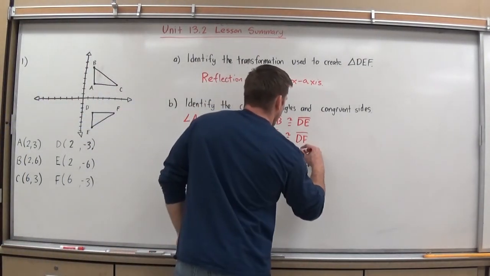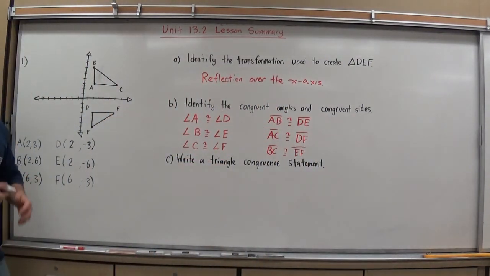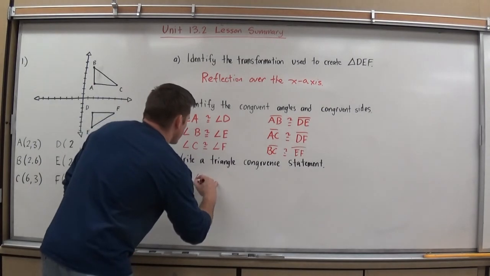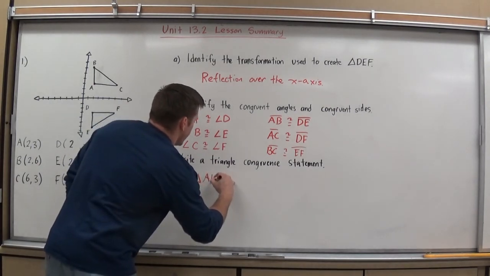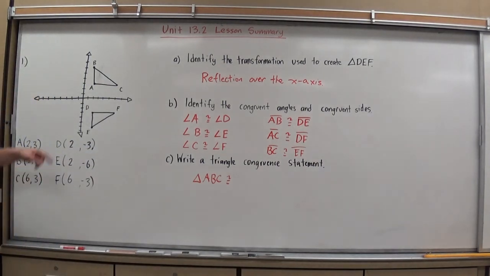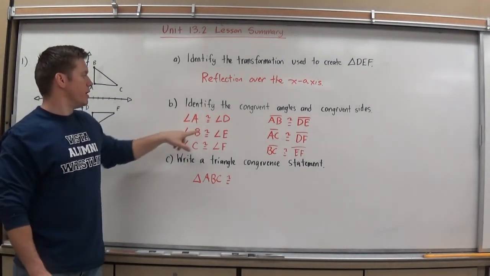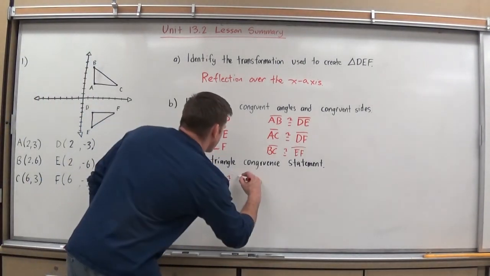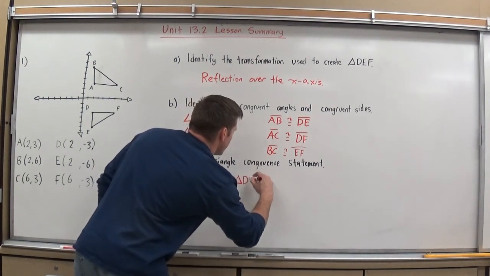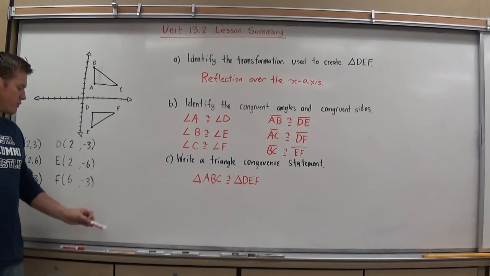So segment EF. Now that I have the congruent angles, the congruent sides, I can write the congruence theorem. So triangle ABC, and I can write that CBA instead, but I went with ABC, so I need to match that this way. And that can be tough by looking at the picture, so match it here. A to D, B to E, C to F. So triangle DEF. Just like that, you got it.